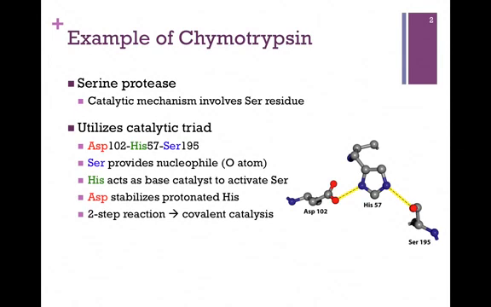It's not important you remember these numbers, but you do need to know each of these residues and what their roles are in the catalytic mechanism. Serine provides the nucleophile, our oxygen atom. Histidine is going to act as a base catalyst to activate the serine residue. Later it will be an acid catalyst. And aspartate is playing more of a supportive role. It's helping to stabilize the histidine in the course of its reaction.